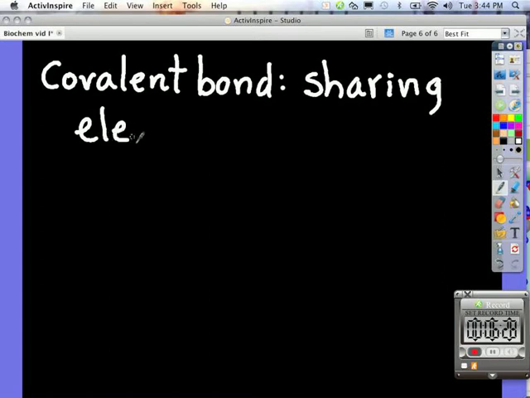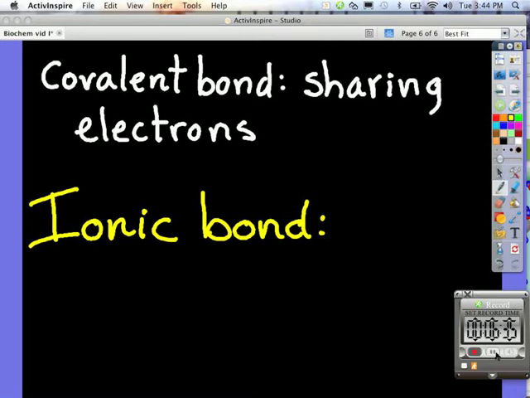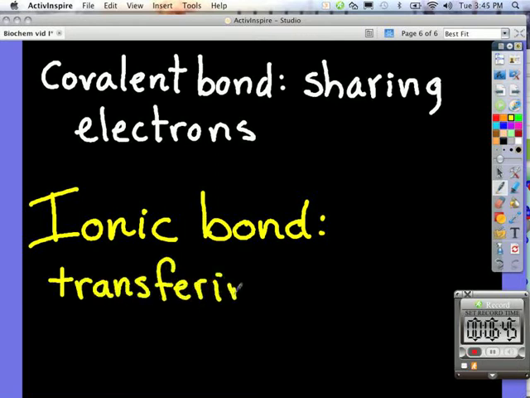And then we see the ionic bond. This is transferring electrons. So when you see test questions, you want to look for these key features, either sharing electrons or transferring electrons, and that will give you an idea of which is which.